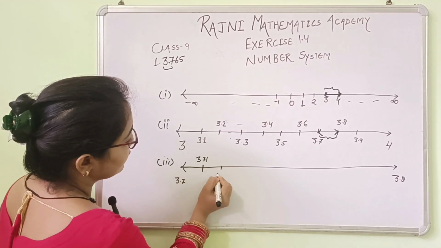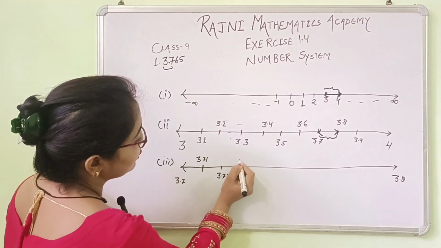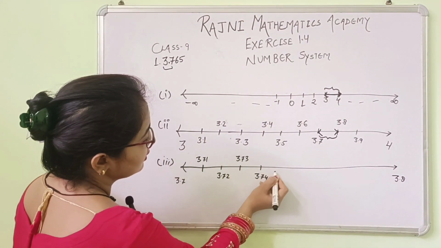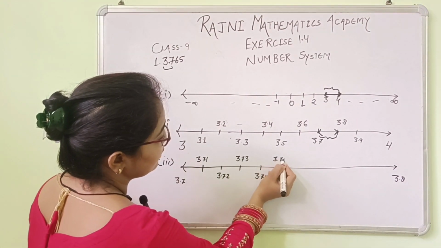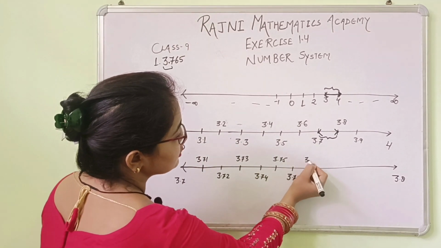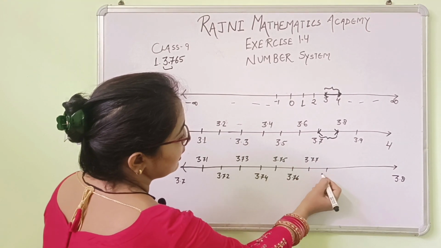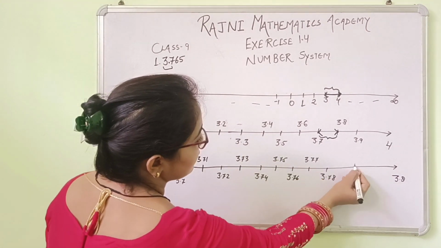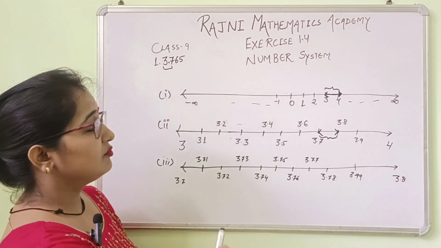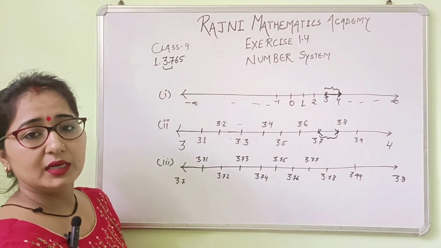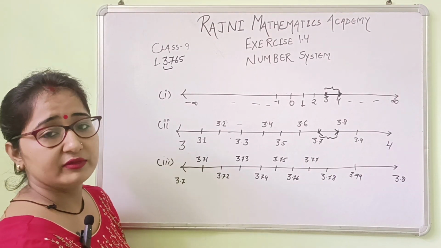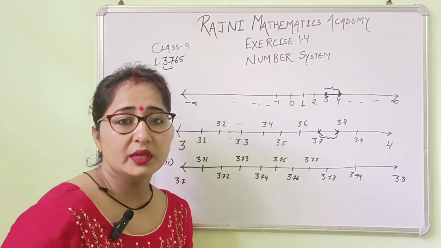3.71, 3.72, 3.73, 3.74, 3.75. The next number will be 3.76 and so on, 3.77, and here 3.78 and here 3.79. The numbers will be like this between 3.7 and 3.8. So the number is 3.76. Just wait for a minute.